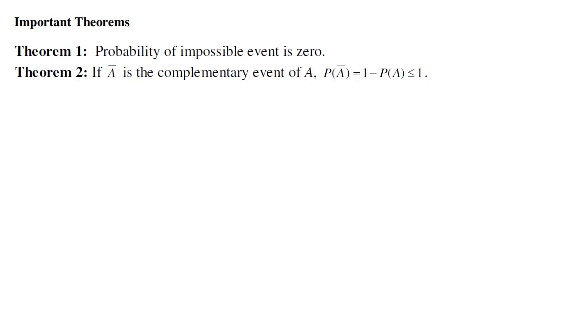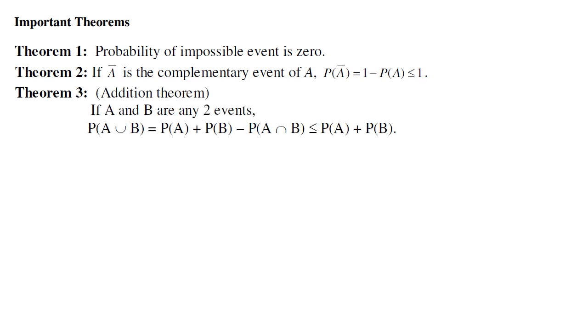Now let us see four important theorems based on the probability concepts. Probability of an impossible event is always 0. If A bar is the complementary event of A, then P of A bar is equal to 1 minus P of A, which is obviously less than or equal to 1. If A and B are any two events, then P of A union B is equal to P of A plus P of B minus P of A intersection B, which is obviously less than or equal to the sum of P of A and P of B. So this theorem is said to be the addition theorem. If B is a subset of A, then obviously P of B is less than or equal to P of A.